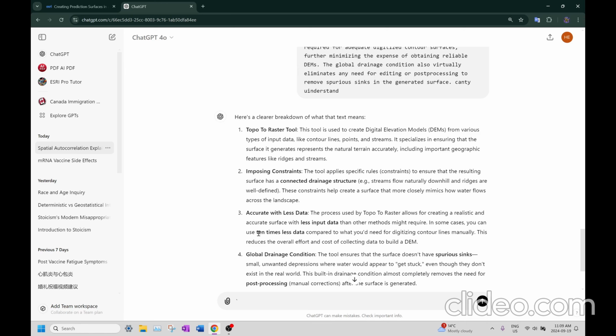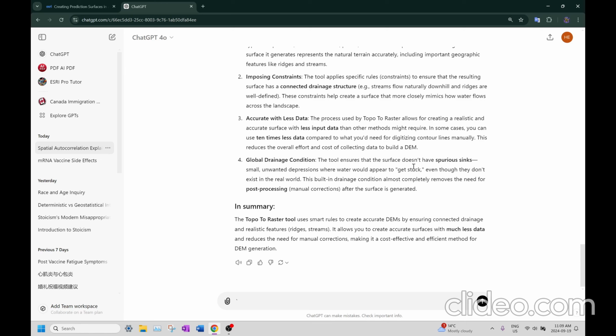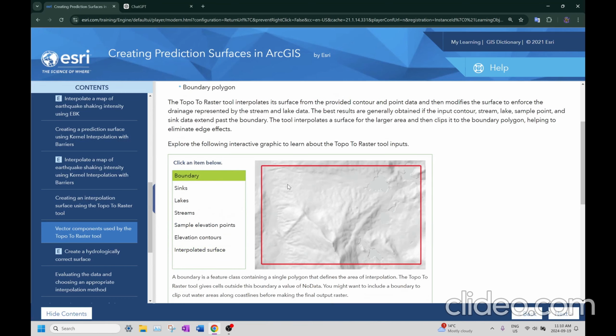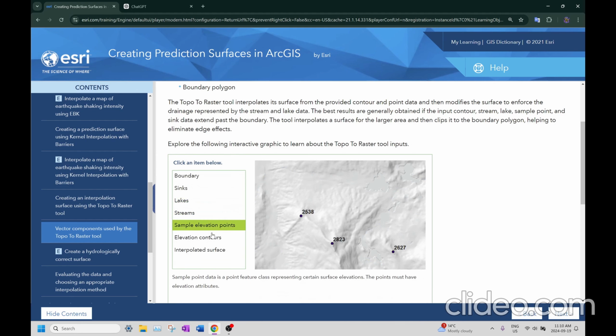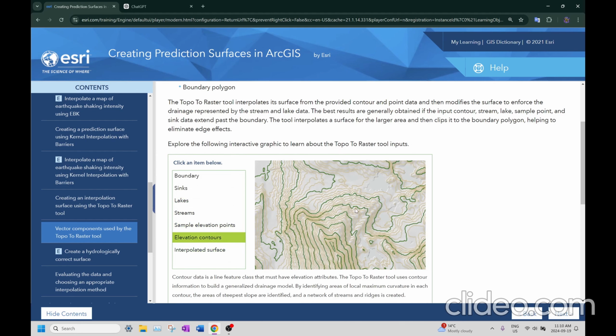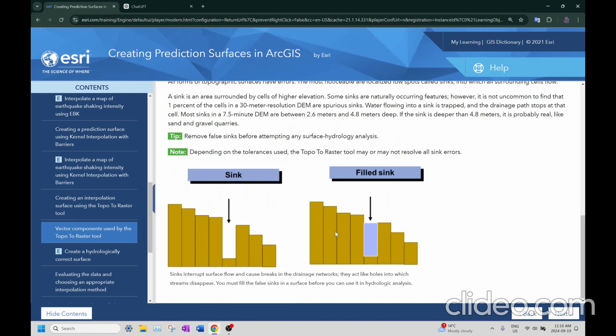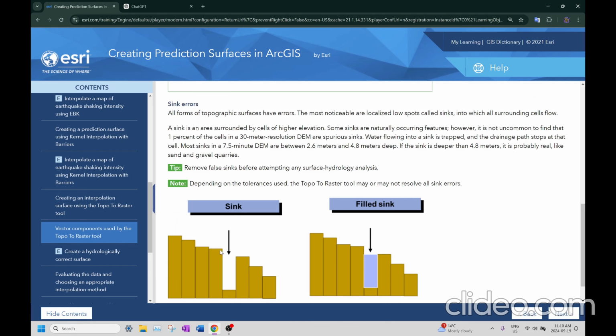Also, we can evaluate global drainage conditions by filling the sinks. It's just like watershed delineation. So they are filling the sinks so the watercourse won't get stuck. And that's a very basic workflow. You keep the boundary, sinks, lakes, streams, elevation points, and elevation contours, and you can generate the surface. Also make sure that if you have a sink, the water will just go inside, so that's why your watercourse will get trapped at some point.